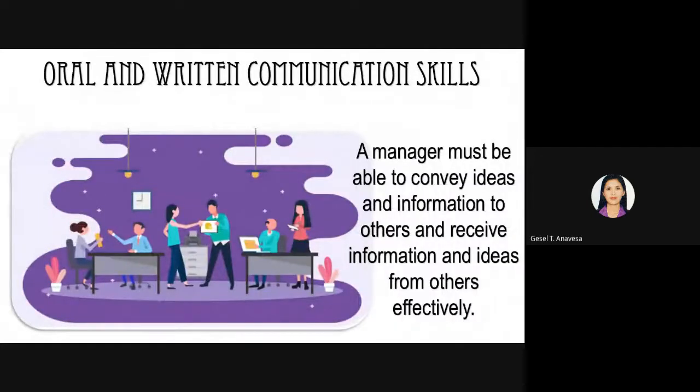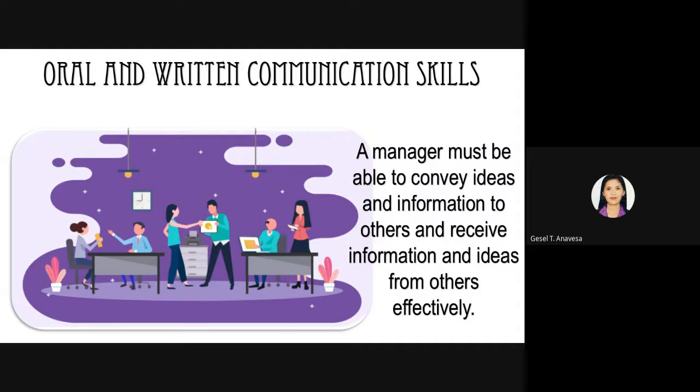Next is oral and written communication skills. So, since a manager presents ideas, communicates with people, write reports, he or she needs to have the ability to express his thoughts and ideas both orally and in writing. So, as a manager, you will not just be good in oral, but also you are good in writing also, di ba?